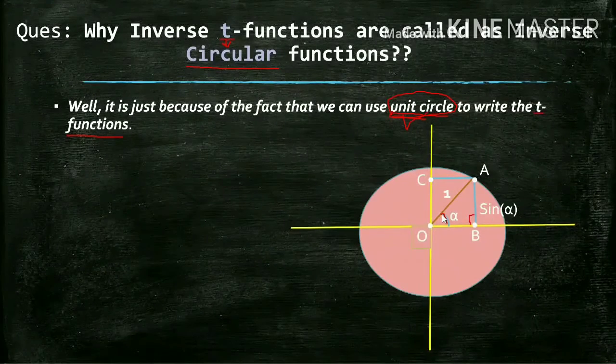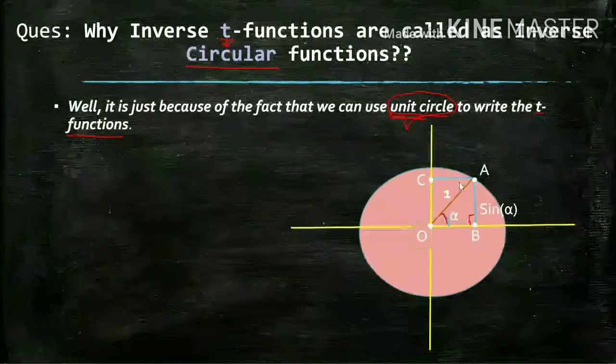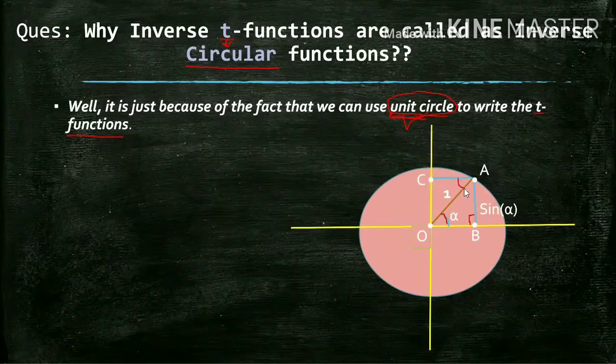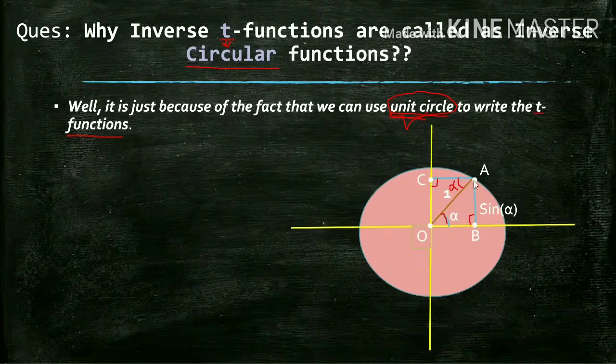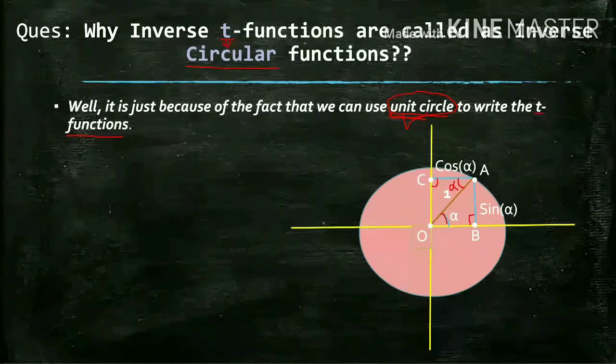Okay, I can write like this. This angle would also be alpha, and this is the 90. Clear? Cos of alpha is base upon hypotenuse. So this is the base AC and this is the hypotenuse. So that means hypotenuse is 1. That means AC would be cos of alpha.